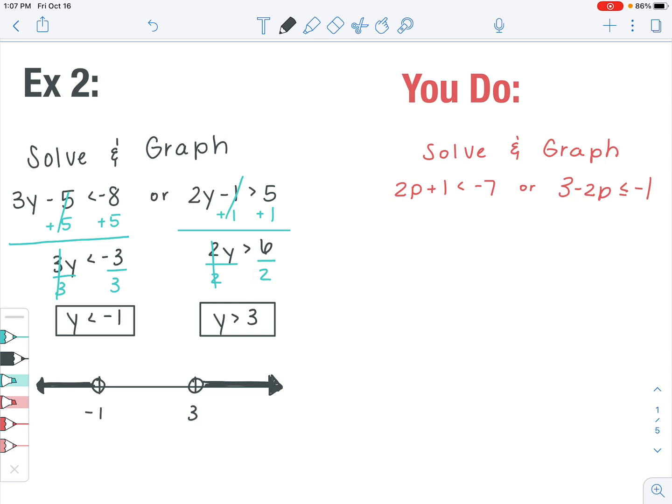You try 2p plus 1 is less than -7, or 3 minus 2p is less than or equal to -1. Once you're done, unpause the video and then check your answer.